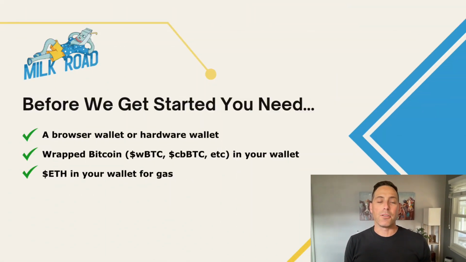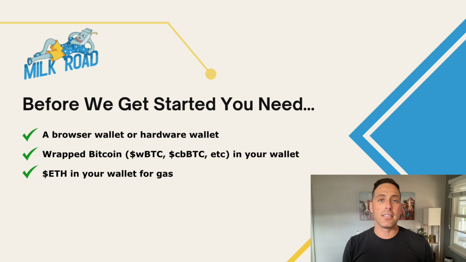Now, before we get started, there's going to be a couple things that you need before we can take out that loan. Don't worry if you don't have all of this stuff set up. I'm going to provide some links below this video that's going to walk you through how to set this stuff up step by step. But the first thing you're going to need is a browser wallet or a hardware wallet. This is going to be the wallet that we use to interact with Aave in order to take out our loan.